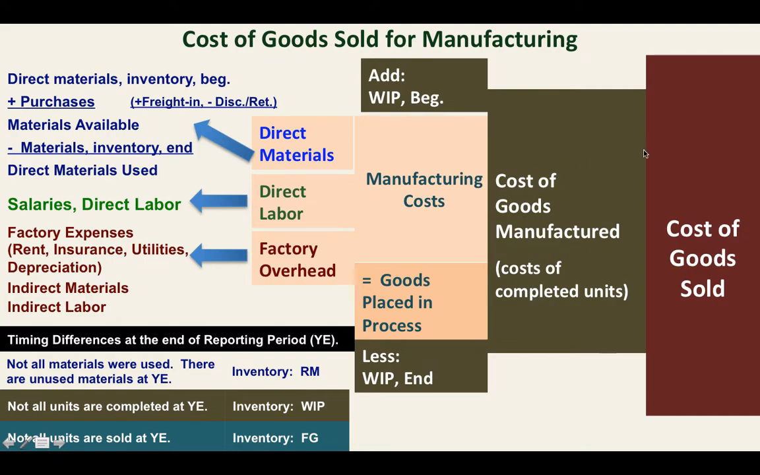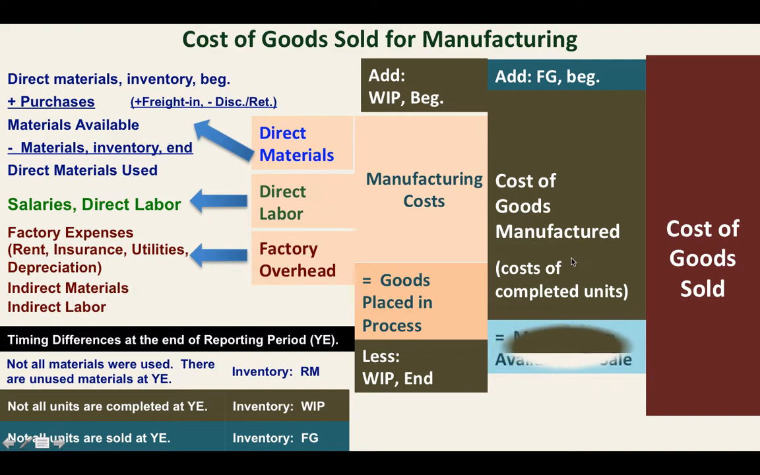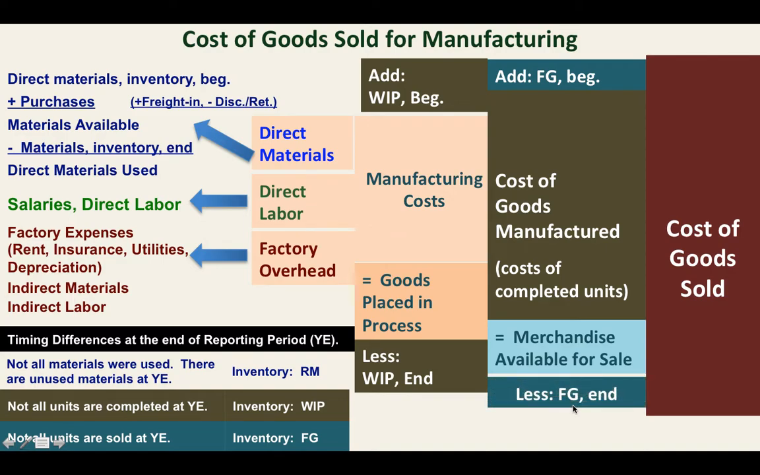So to get the cost of goods sold, you have to add the finished goods beginning, the goods that were not sold from last year, to the cost of goods that you have manufactured for this year. That will be the cost of merchandise available for sale, and then you have to deduct those that were not sold at the end of the year. That will be your cost of goods sold. Okay, class? Now, let us present what we have discussed in the income statement.